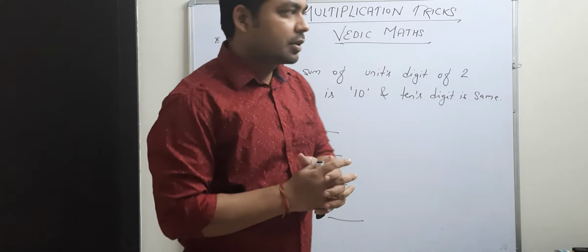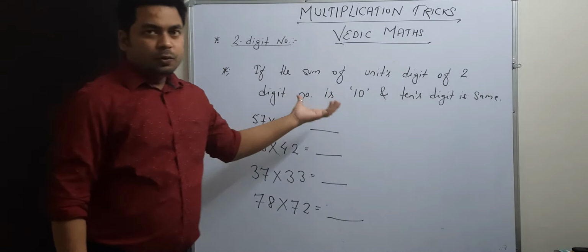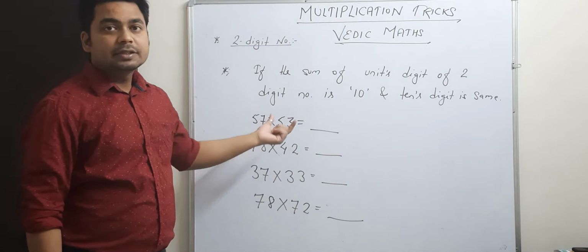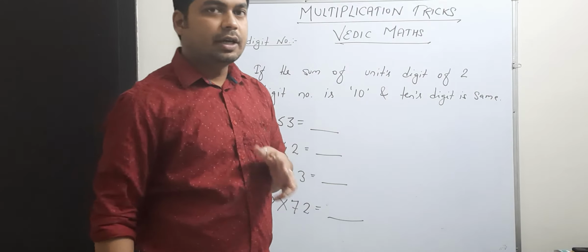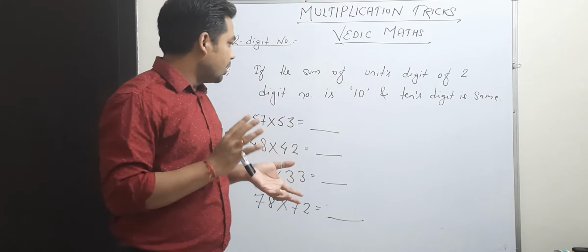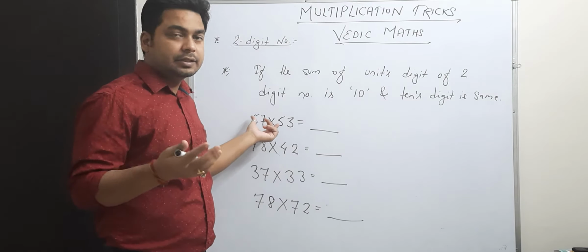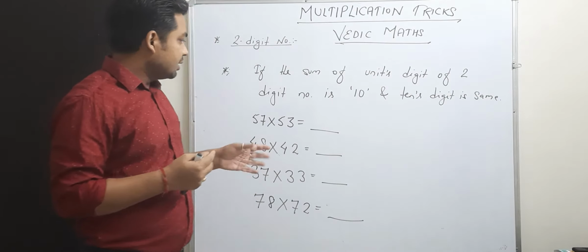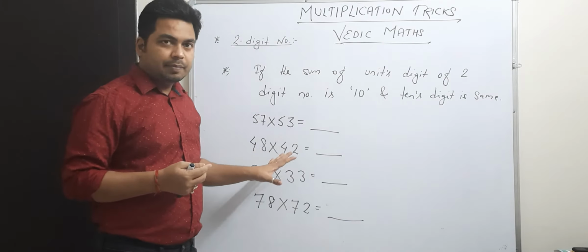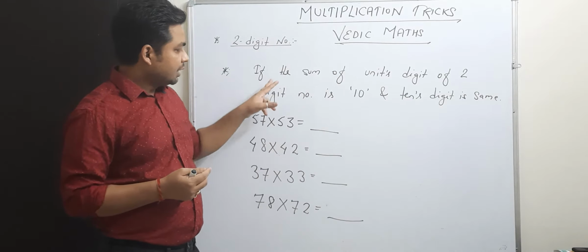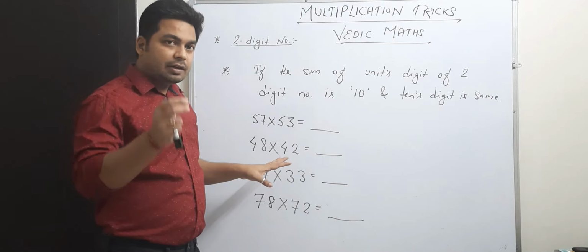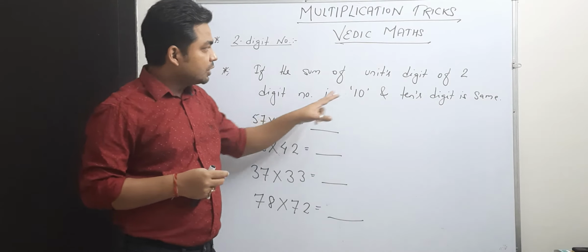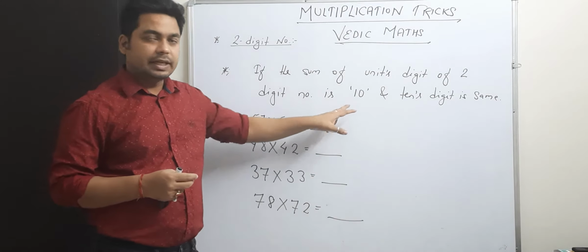Hello everyone. Today we'll see the short trick of finding multiplication of two-digit numbers. I will explain easy tricks to find the multiplication of two-digit numbers. The pattern in this type of multiplication is applicable for two-digit numbers in which the sum of the units digits is 10.